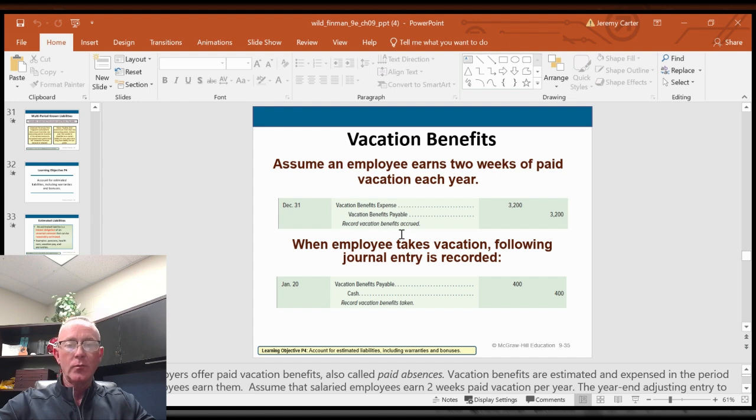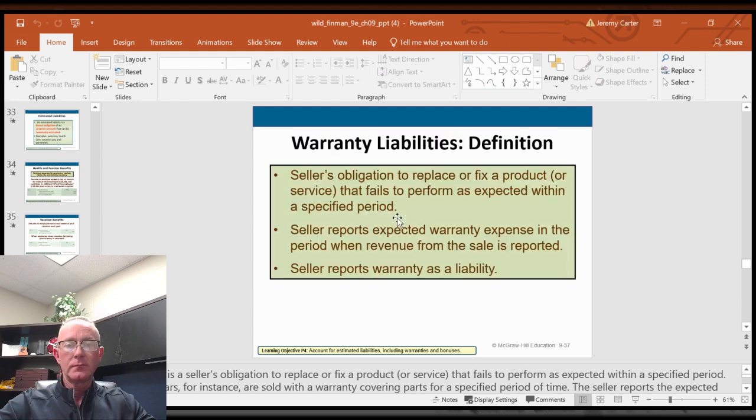Vacation works the same way. We have to accrue how much vacation pay they're going to get. All right, so warranty, this is something we do to make sure that our matching principle stays intact.